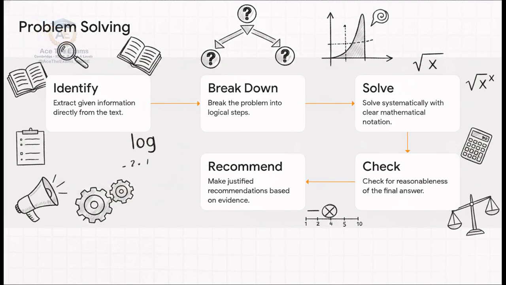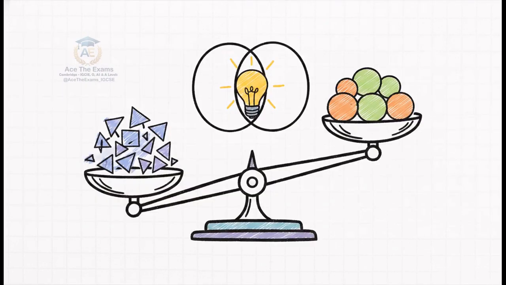Step 5. Make justified recommendations or conclusions based on your findings. Link it back to the original question. And that brings us to another layer of higher-order assessment, comparative analysis. Sometimes you'll be asked to evaluate alternatives or compare two different mathematical approaches.